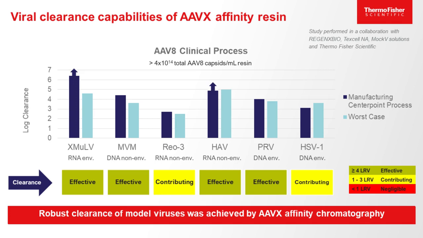What we concluded from the study is that AAVX can achieve greater than 4 log reduction of 4 out of the 6 viruses tested, and between 1 and 3 log reduction of the remaining 2 viruses on the panel. Other biopharma companies have published their viral clearance data, further suggesting that AAVX can indeed be a powerful tool for viral clearance in your downstream process.